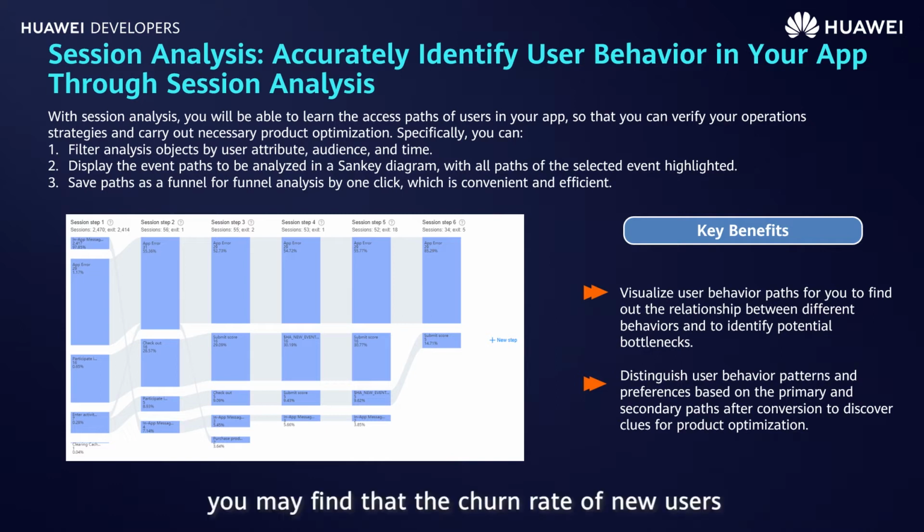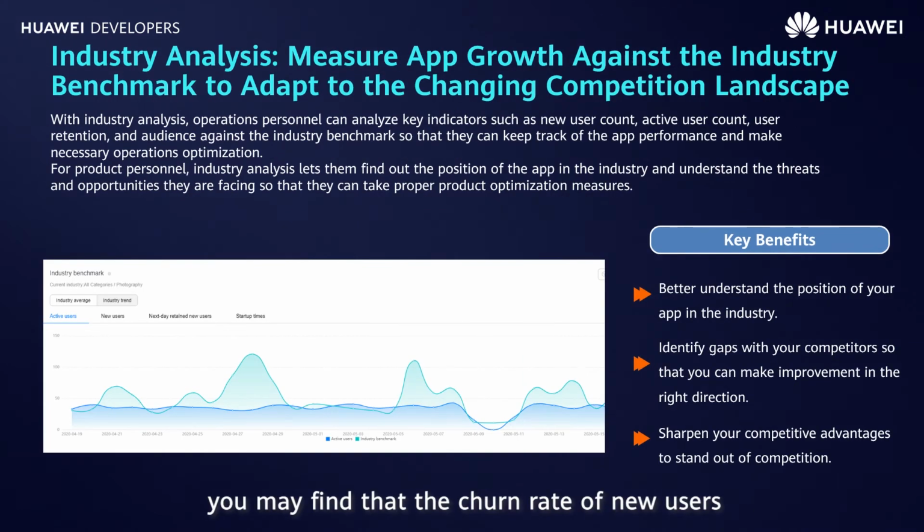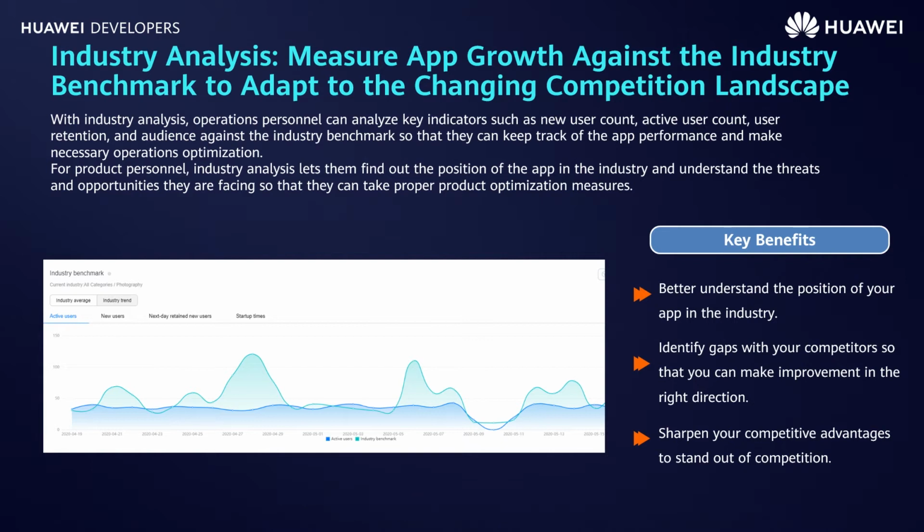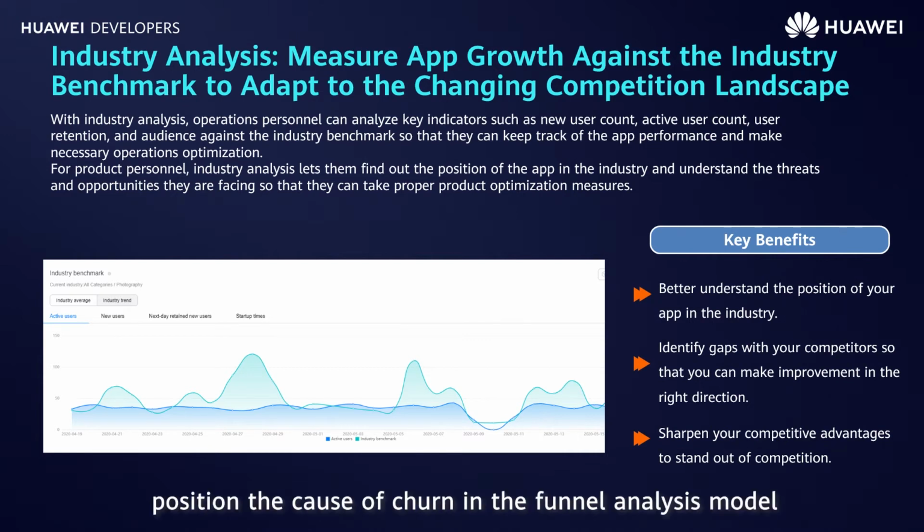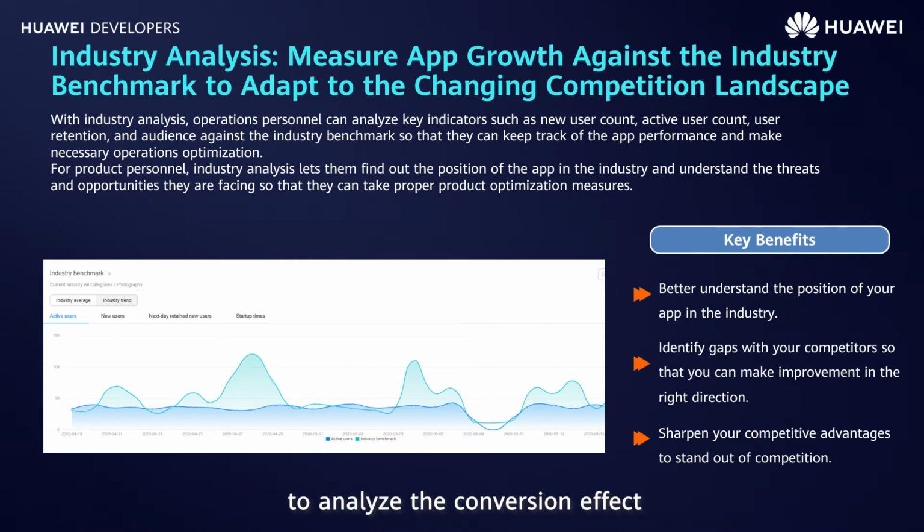For instance, you may find that the churn rate of new users is relatively high during the add to favorite, submit order, or pay for order process. By conducting path analysis, you can save these events as a funnel and then position the cause of churn in the funnel analysis model to analyze the conversion effect.